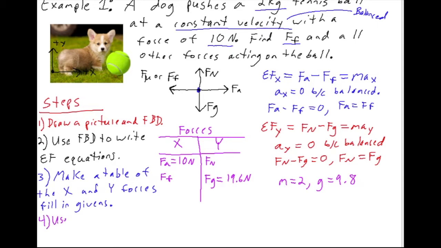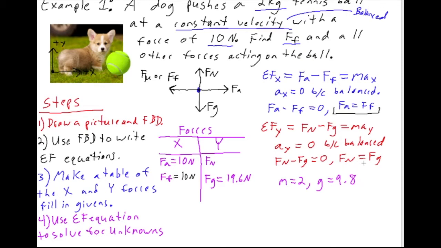What are we going to have to do now? Well, we're going to have to use our net force equation to solve for those unknown variables. So we kind of already did that before, and we can see that right here. We have force applied is equal to force friction. So therefore, force friction is also 10 newtons.